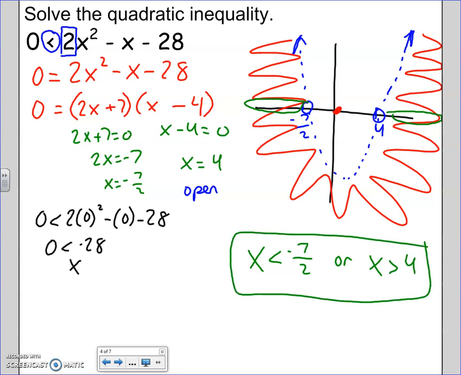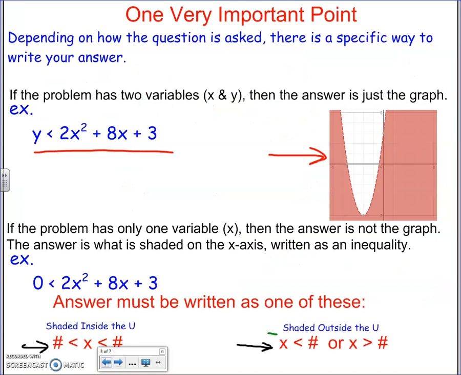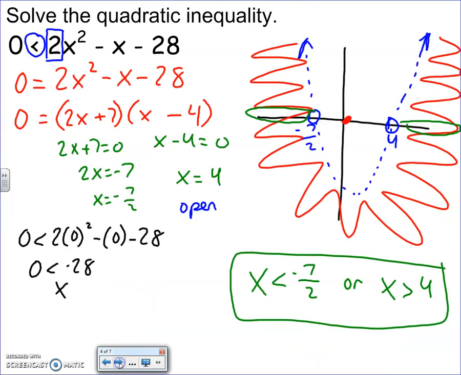Notice my answer matched this format because it was on the outside. x is less than the left number, or x is greater than the right number. I only did that because there's only one letter. There's no y here. Again, you don't need to find the vertex. If you want to make your graph better, you could find this point by doing the axis of symmetry and then plugging that in, but we don't need it.